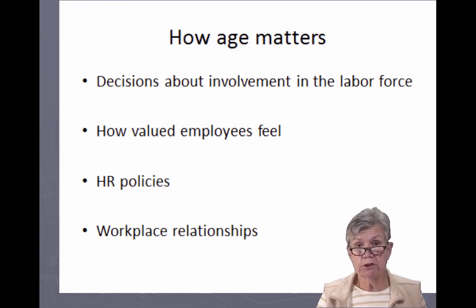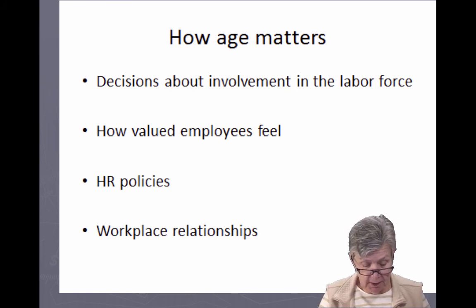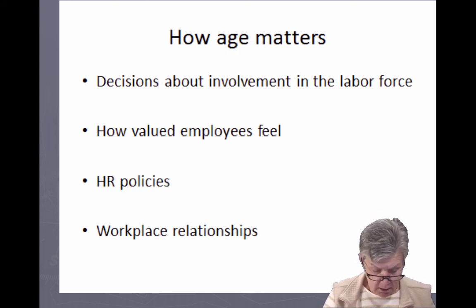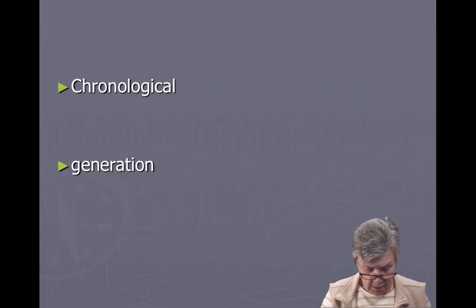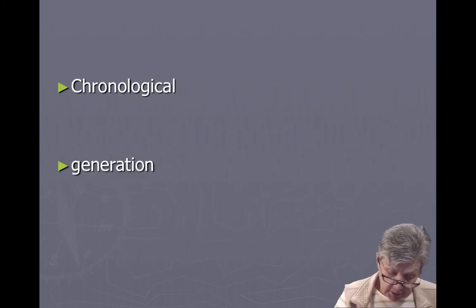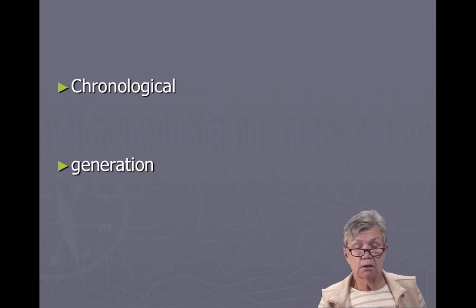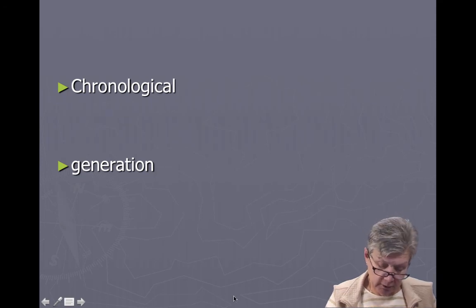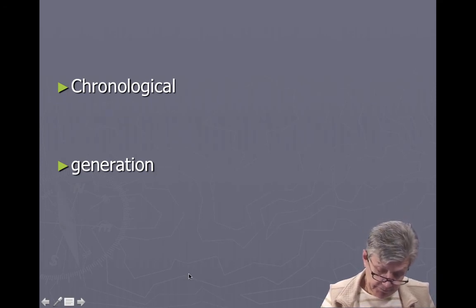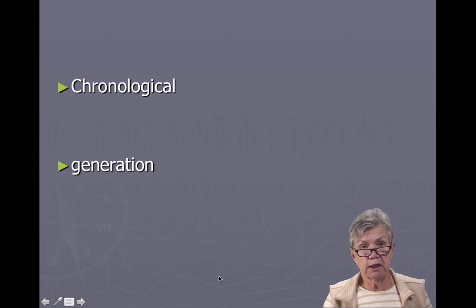And workplace relationships can be different. So I want to think about age. Here's another way to think about age. We're going to think about it in 4 ways. Chronological age, which is a person's actual age. Think about the work you've done with Erikson's developmental theories, how we change as we go through stages, what happens if we miss a stage.